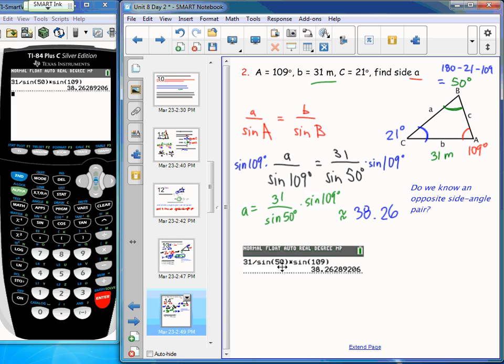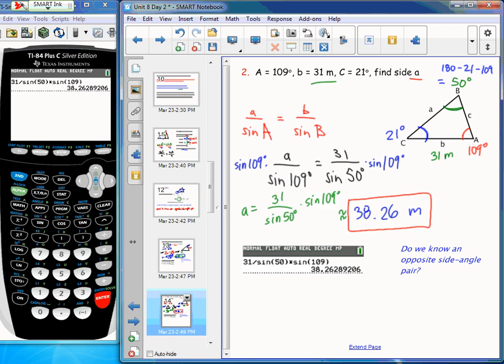And the label on this one, 38.26, what would the label be this time? Inches? Is this one inches? Oh, meters, sorry. Meters? Awesome, thank you. So we've got about 38.26 meters.